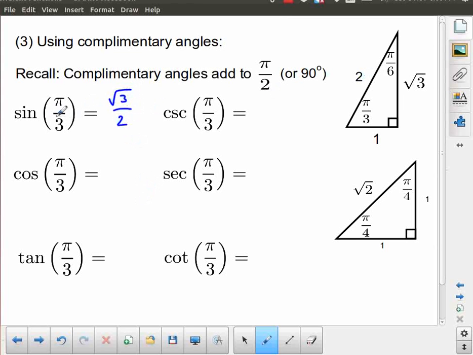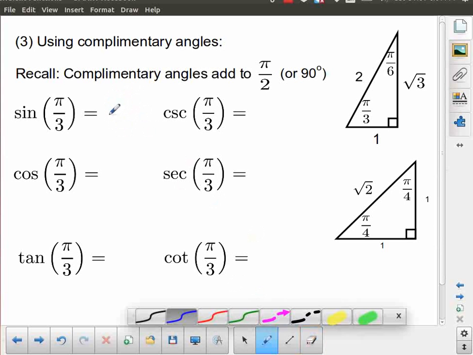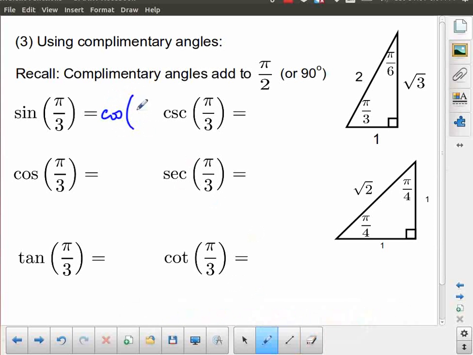And what else is equal to root 3 over 2? Well, if we take a look, the sine of pi by 3 is root 3 over 2, but the cosine of pi by 6 is root 3 over 2. So I could have written this as the cosine of pi by 6.